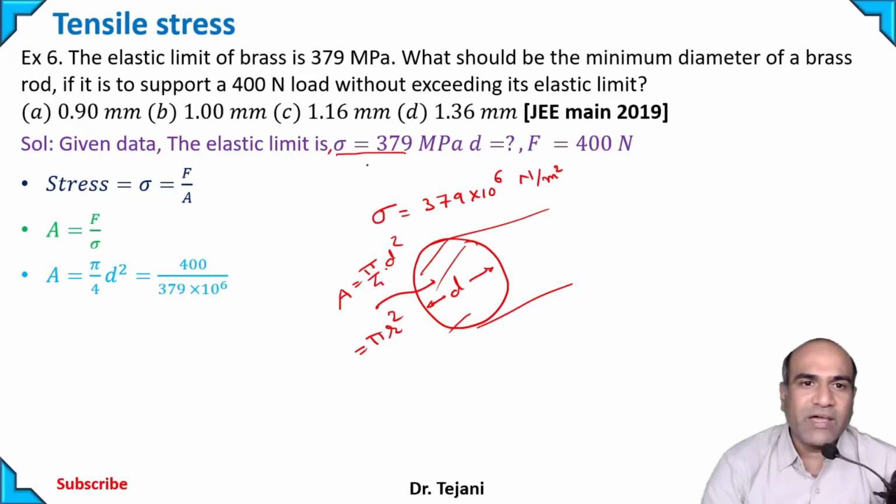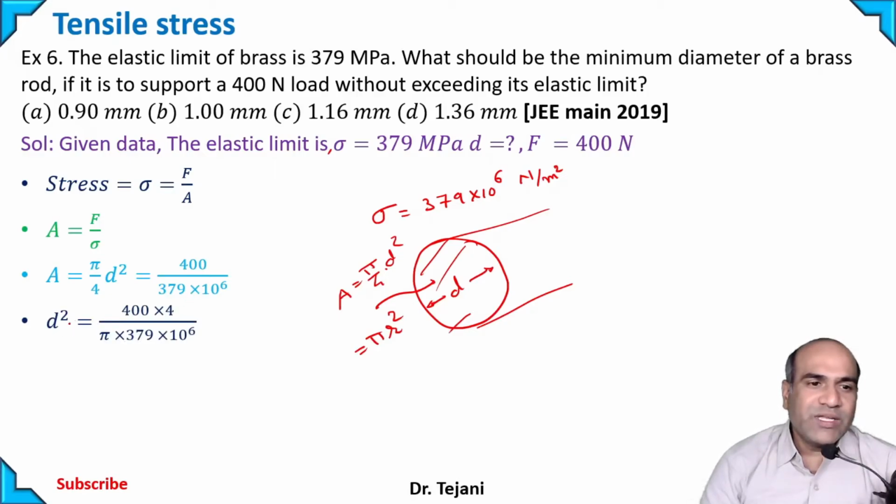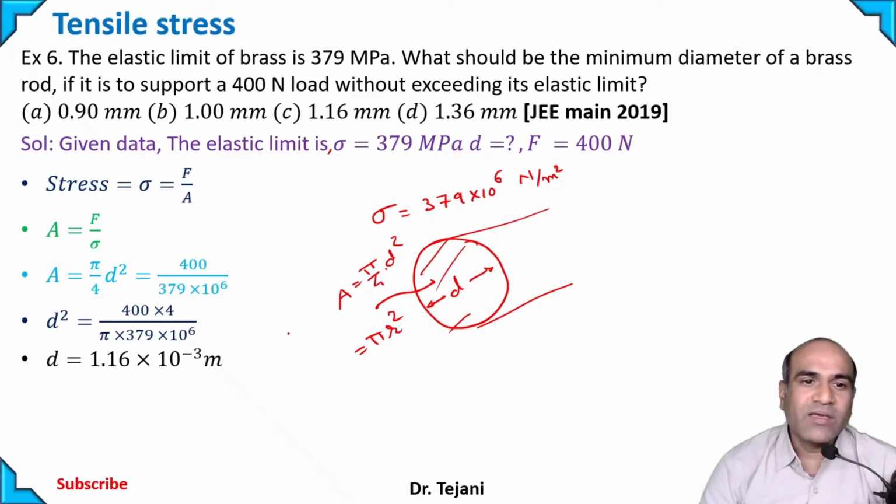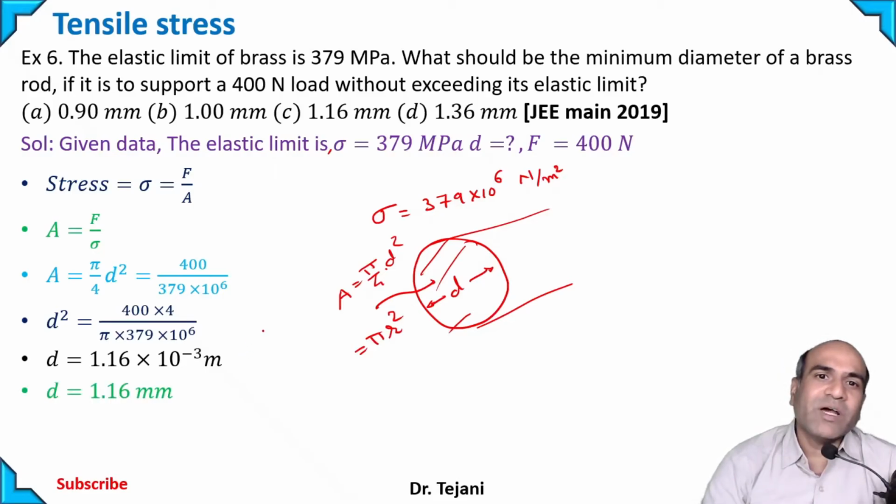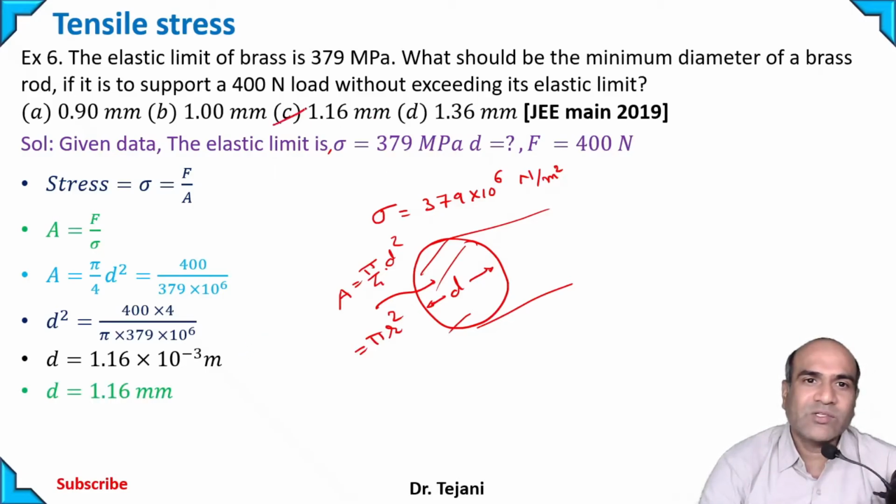What is the value of F? F is given as 400 Newton, and sigma is 379 multiplied by 10 power 6. So d square is equal to the opposite side, and you can find d equal to 1.16 multiplied by 10 power minus 3 meter. Diameter we usually convert to millimeter because it has a smaller value, so d becomes 1.16 millimeter. So C is the correct answer.